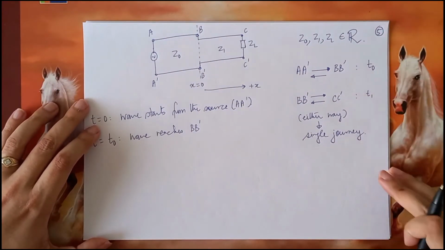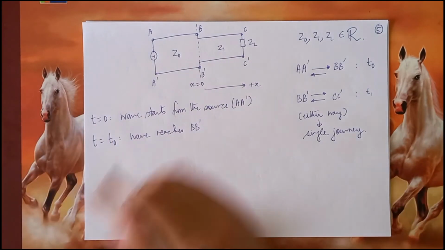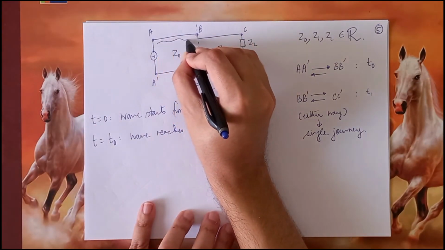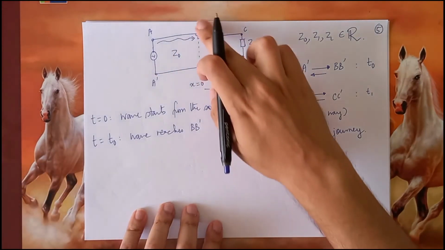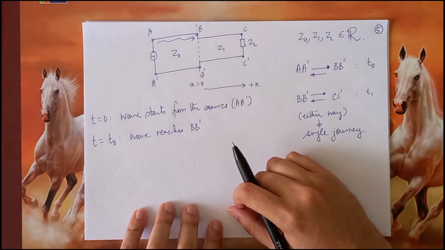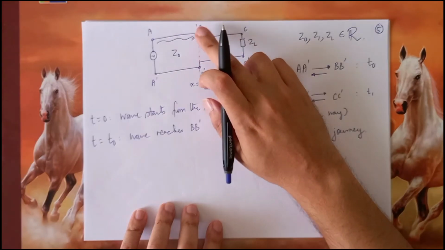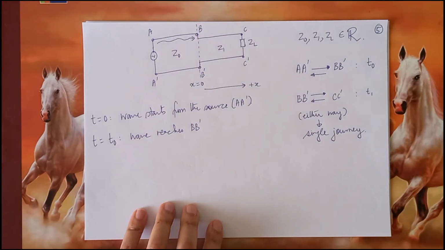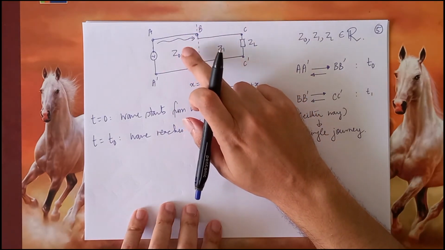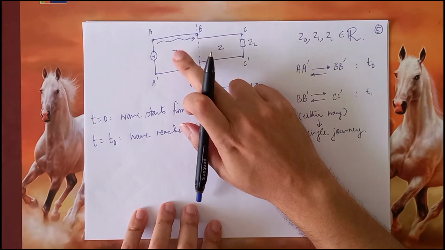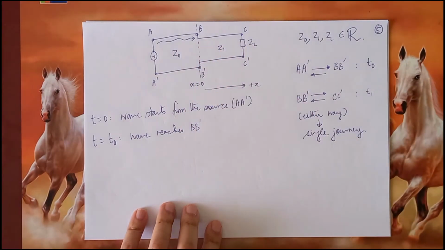Right? Now, what will happen? The wave is happily traveling, and then at time t equal to t0, it hits this point. Now what? What will happen? At this point, the wave is trying to cross over from a line of impedance Z0 into a line of impedance Z1.